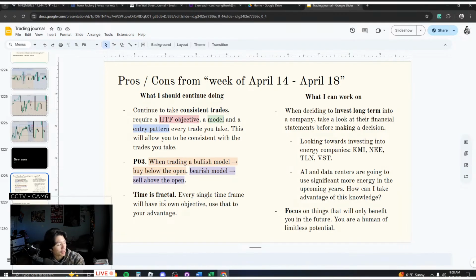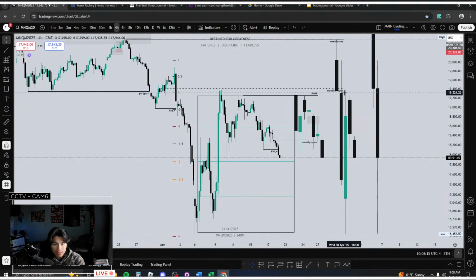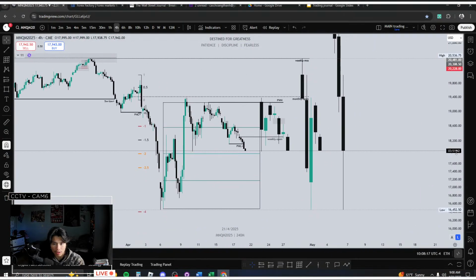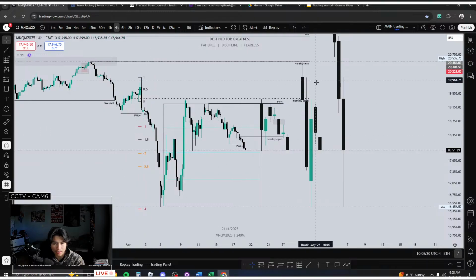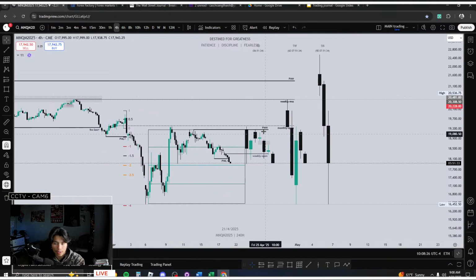And the last thing here that I did good, I guess, pros, is really understanding that time is fractal. Every single time frame here on this chart, the 4 hour, the daily, the weekly, the monthly, every single time frame has an objective, right? All of these candles here on the monthly time frame have their own specific objective, down to the weekly, daily, 4 hour. Once you understand that every single time frame has an objective, a new world is going to present itself to you, and you'll have a lot more opportunities, right? If you were just on one specific time frame.